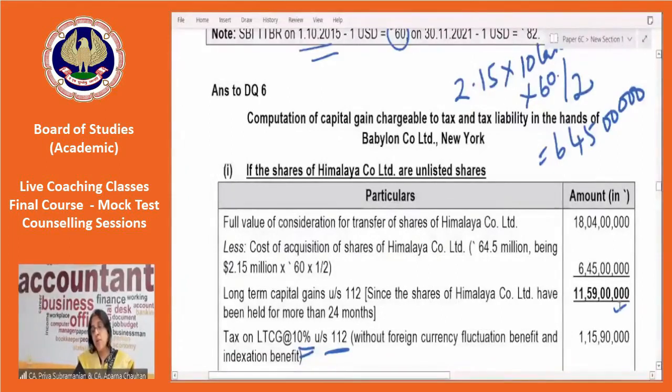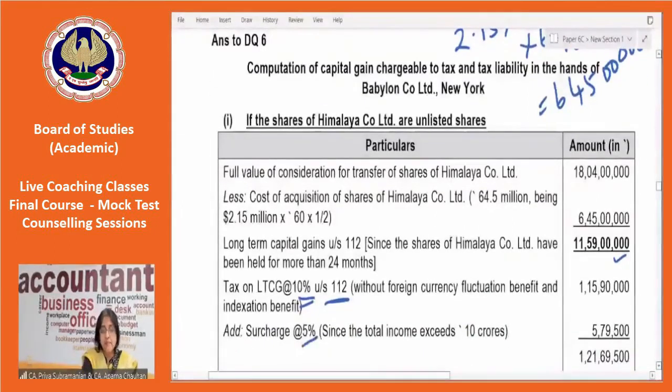So it's 11 crore 59 lakh and 10% is 1 crore 15 lakh 90,000. Since the amount is greater than 10 crores, surcharge at 5% would be attracted.